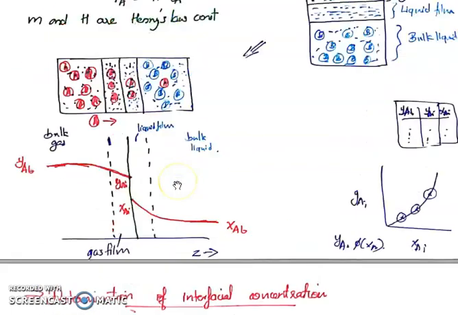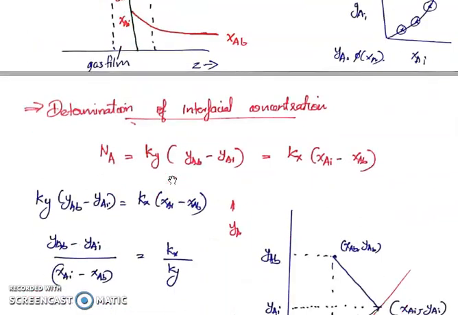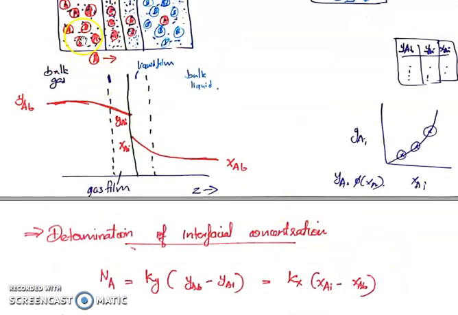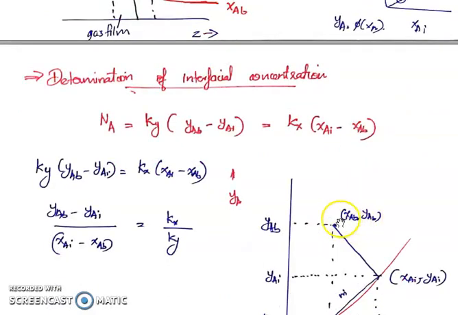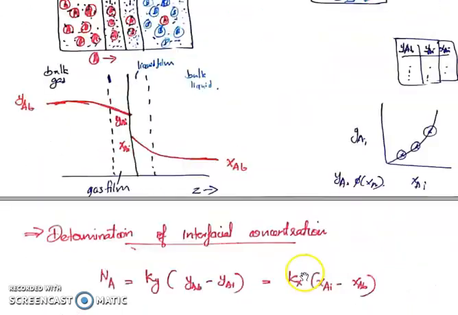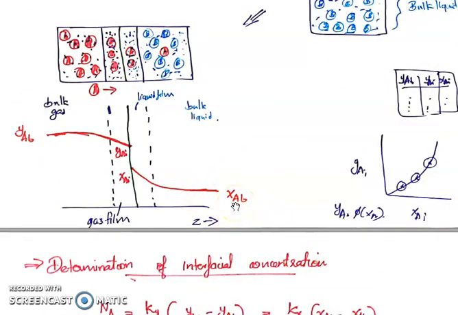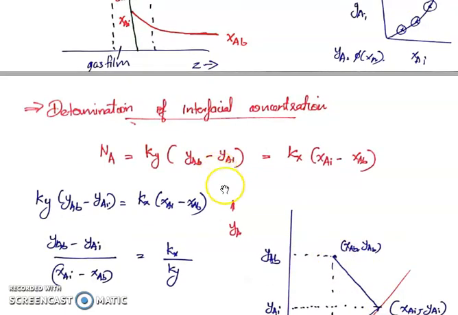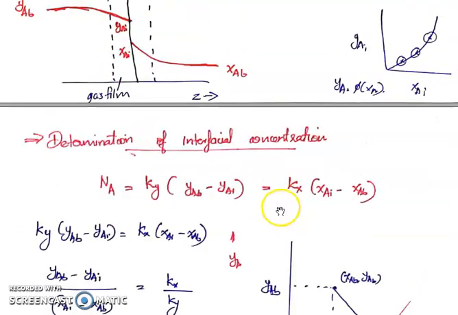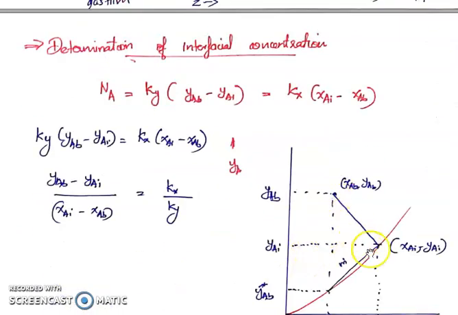So let's consider one case. Let us assume that the concentration of A in the bulk gas phase is YAB, and correspondingly the concentration of A in the bulk liquid phase is XAB. So you can plot XAB and YAB here. That will be this point. And we also know the interfacial concentrations XAI and YAI. If I draw a straight line, the slope of the straight line will be Kx by Ky.